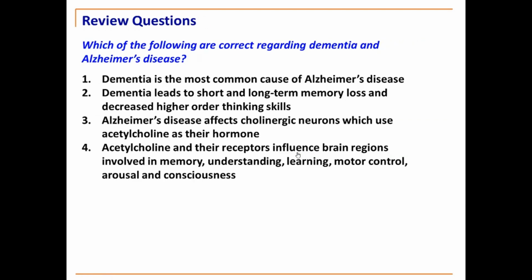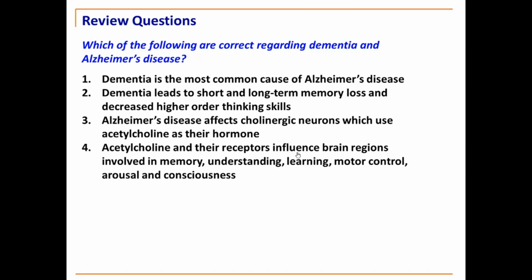So we've just got a quick question for you. It's really quite a basic question, and it's really a series of true or falses for you. So I'd like you to read this, press pause, and then we'll quickly go through the answers. So which of the following are correct regarding dementia and Alzheimer's disease? Dementia is the most common cause of Alzheimer's disease. That's obviously incorrect, because Alzheimer's is the most common cause of dementia. It makes up about 60 to 70% of all cases of dementia.